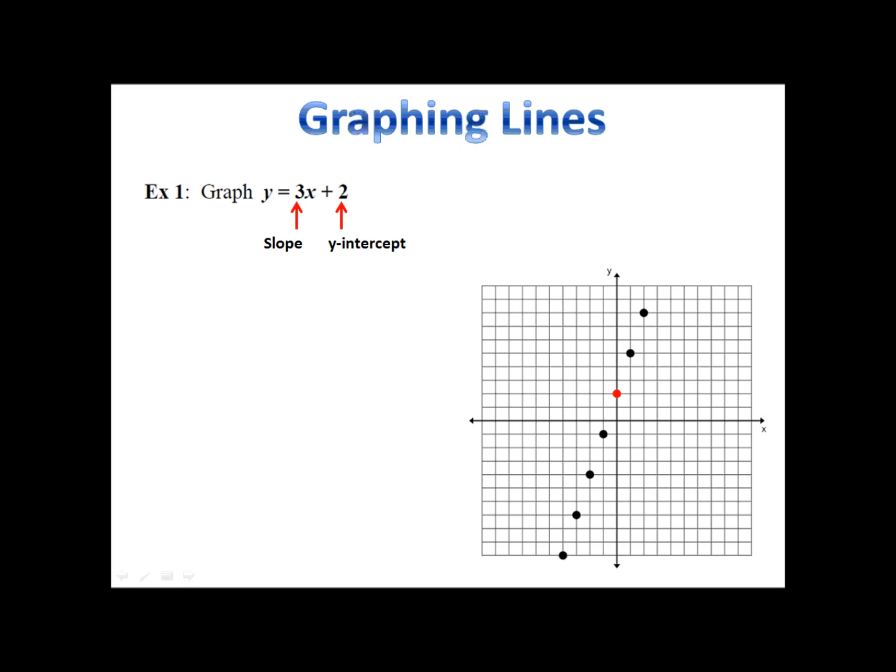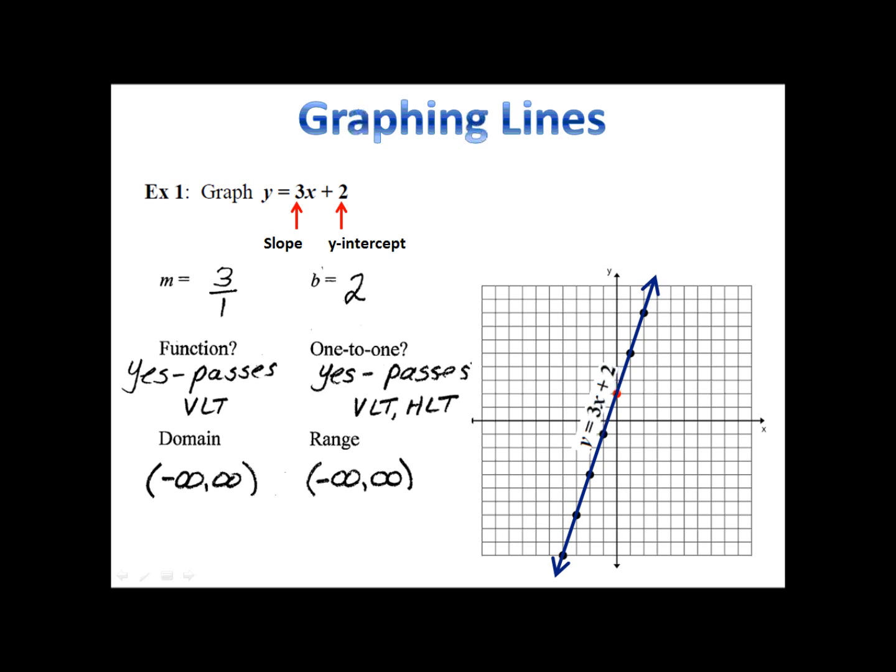Once we've plotted our points, we connect them with a nice line with arrows on both ends. Don't forget to write the equation of the line on the graph. Once we've constructed the graph successfully, we can then answer some questions about it. What is the slope? What is the y-intercept? Is the line a function? Is it one-to-one? Remember, to determine if it's a function, we simply use the vertical line test. To determine if it's one-to-one, we use the vertical and horizontal line tests.